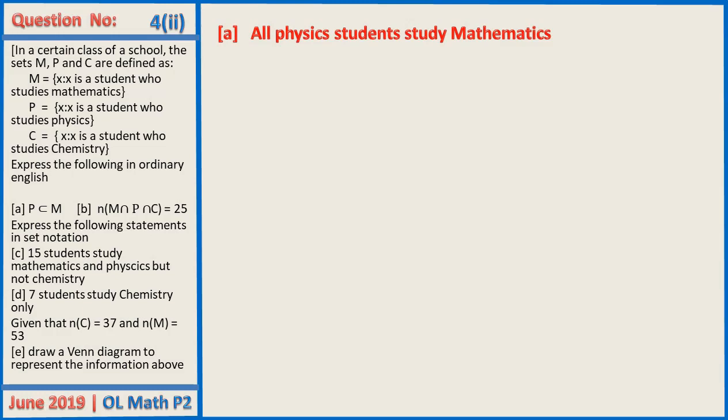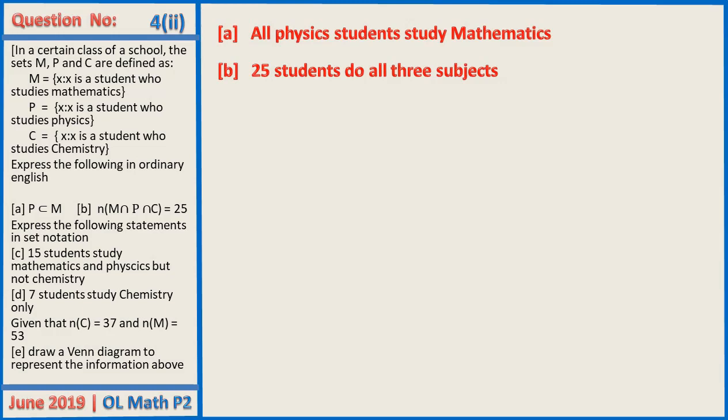B, we have the cardinality of M intersection P intersection C equals 25. Here, this one means those who do maths and physics and chemistry. That means those who do all 3 subjects. They are 25. So, in English, we say 25 students do all 3 subjects.